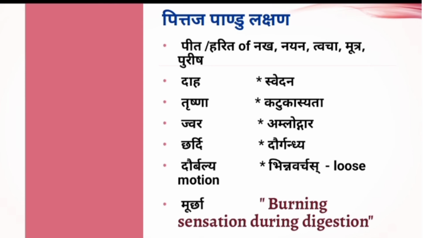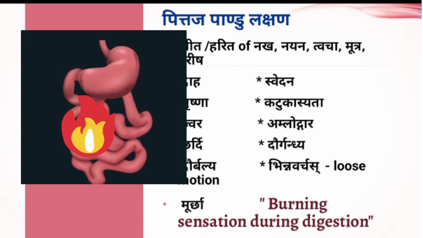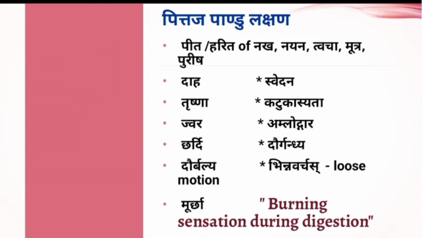Daurbalya, the debility of that person is seen. Murcha, because of the excessive burning sensation or hot flashes the patient feels in his body, he will go into unconsciousness. Svedana, because of the Pitta and excessive temperature, he will sweat very profusely. And Katukasyata will be there. Amla Udgara will be there. The Urgandhya of that Udgara or body odor of Sveda will be there. Bhinna Varchas, that is loose motion, is seen. Chardi and Bhinna Varchas will be there. Very importantly, burning sensation during the digestion, at a high peak, the patient is going to feel.